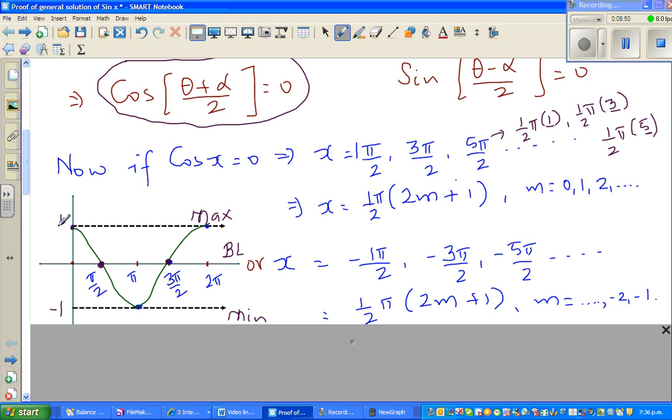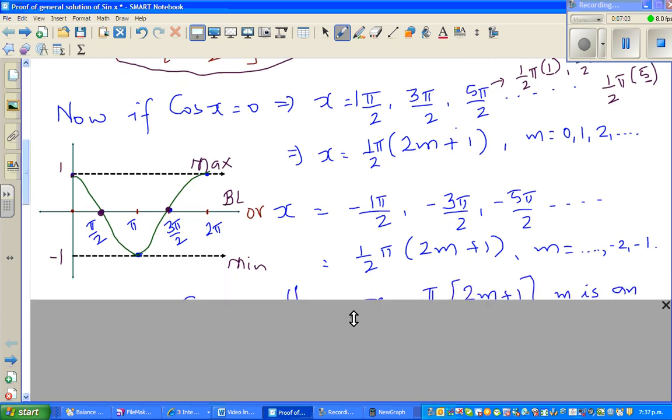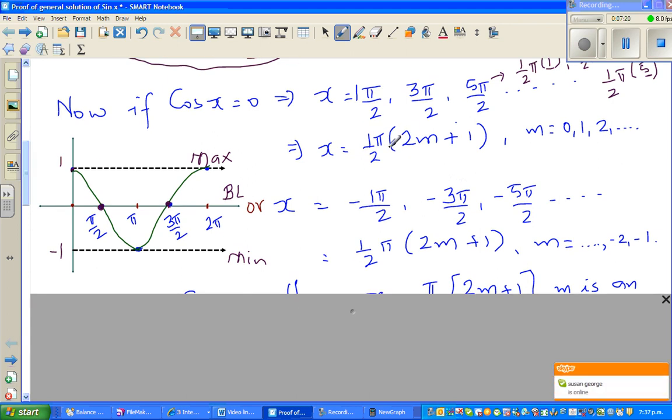Now if you go backwards, cos would be 0 at minus pi by 2, minus 3 pi by 2, and so on. So again, if you take that half out, you'll get negative odd numbers, that is negative 1, negative 3, and negative 5, and so on. So in short, cos is 0 at odd multiples of half pi, half pi times an odd number. So basically, 2m plus 1 is an odd integer, positive or negative, including 0.